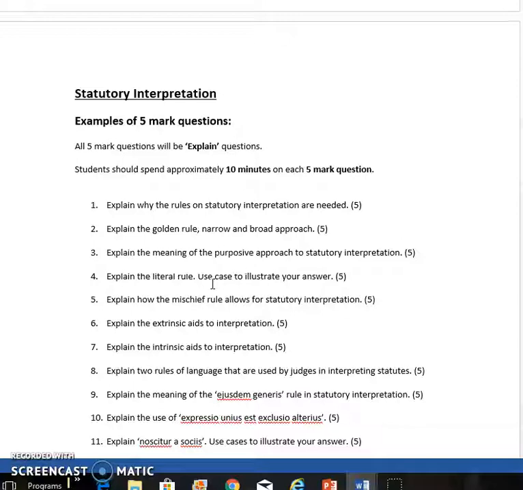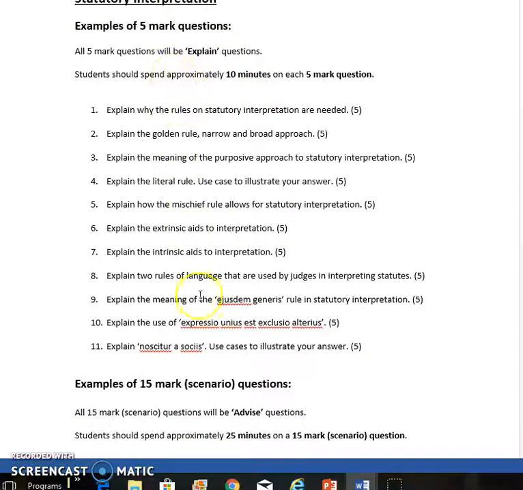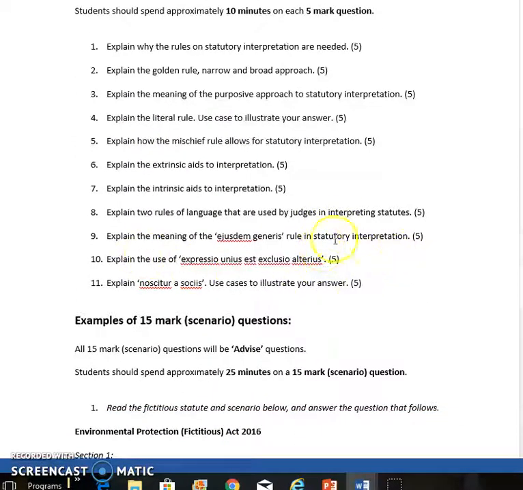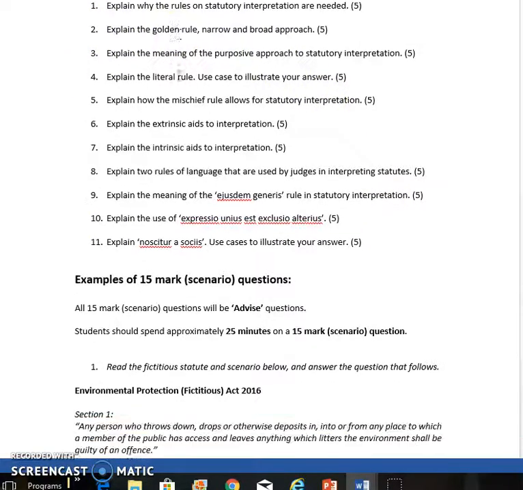Another topic still on section A, statutory interpretation. Your 5-mark example questions here. I should point out, of course, there are many questions they could ask you here. These are just to give you a flavour really of what you could be asked. So you might get asked to explain one of the rules of language, such as expressio unius est exclusio alterius, or you might be asked about the golden rule, etc.